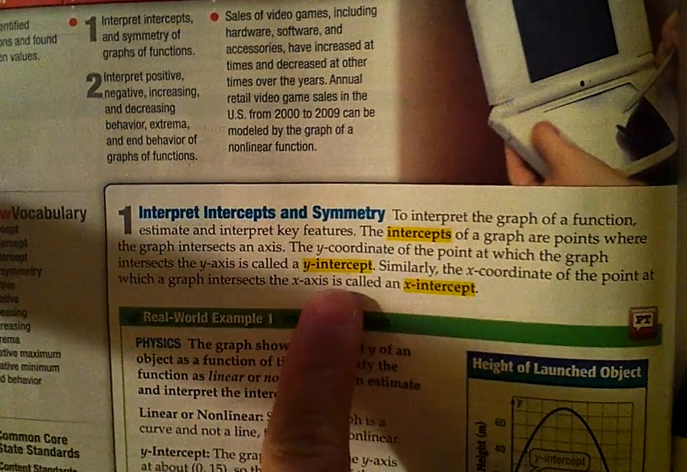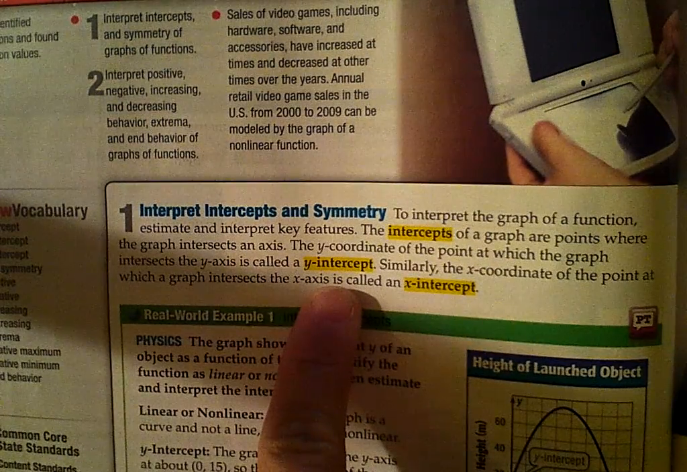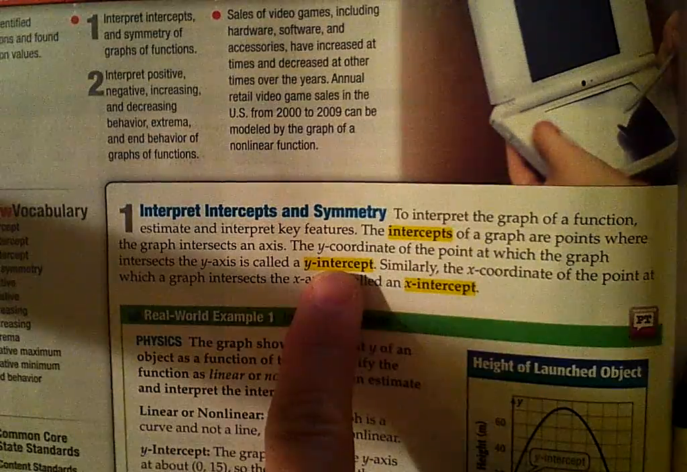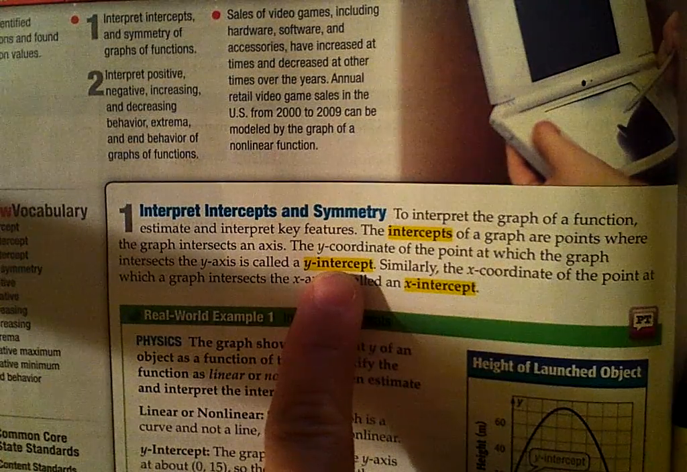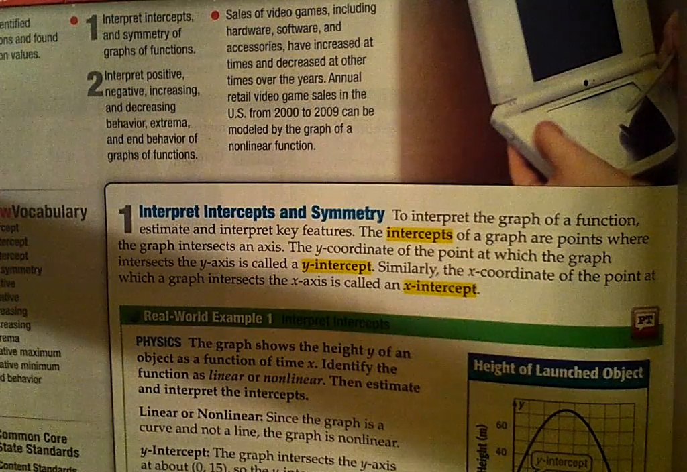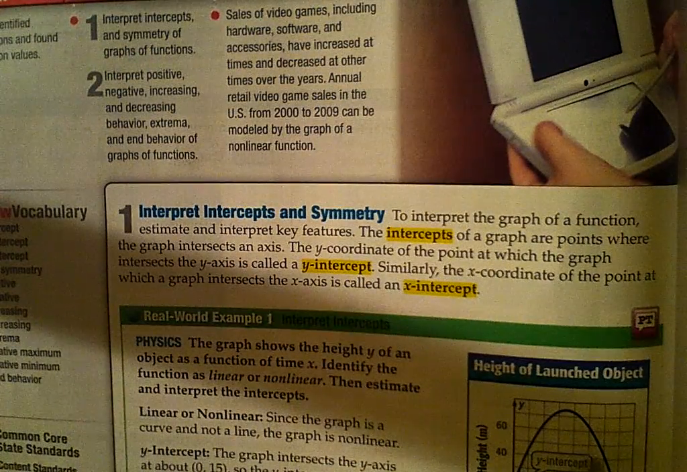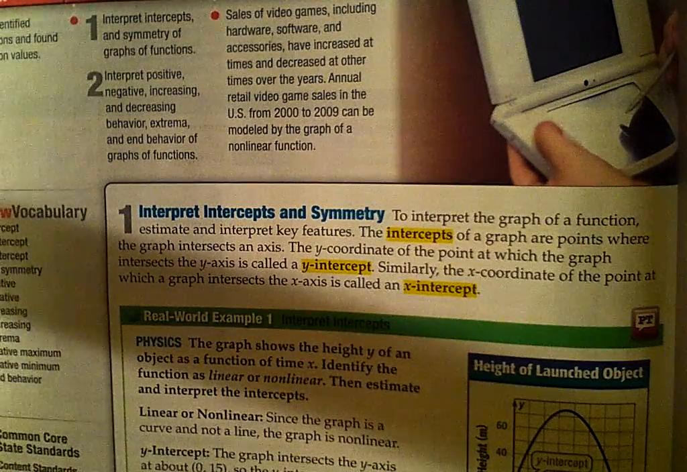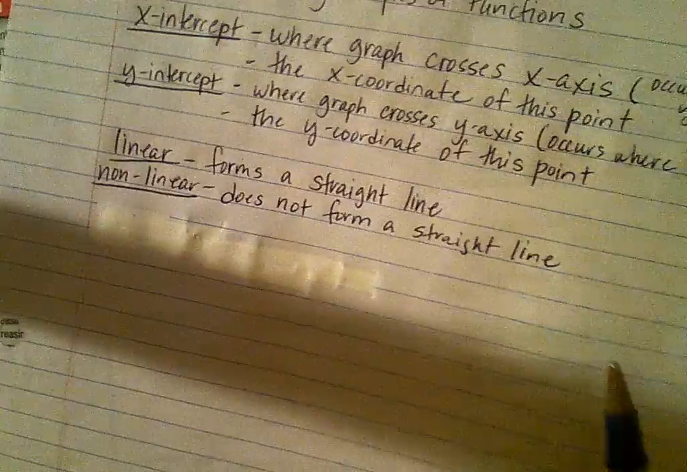Okay, and hopefully you remember y-intercept from y equals mx plus b as well. And b was where the graph intercepted the y-axis. Okay, so that can help you remember that here. And then the other thing you're going to need to know in example 1 is linear and nonlinear. Okay, we'll go ahead and write all those definitions down.